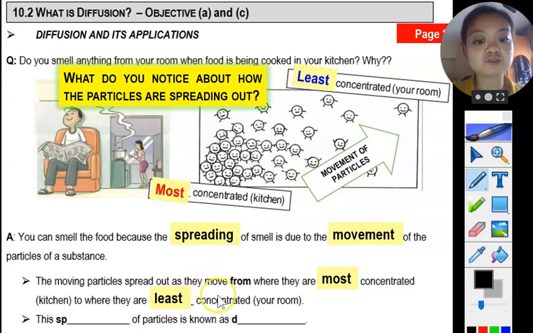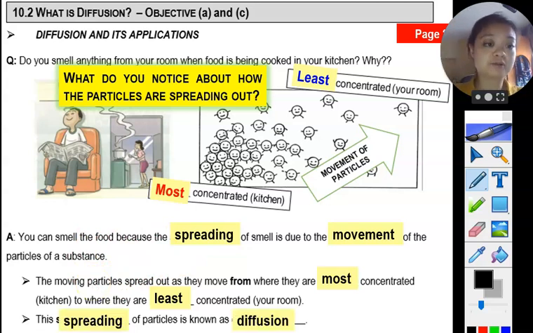Now the word concentrated just means how many particles. So it's moving from an area that has got a lot of particles to an area that doesn't have that many particles. And this process of spreading is known as diffusion. All right, so this is the first process that we're going to be talking about.